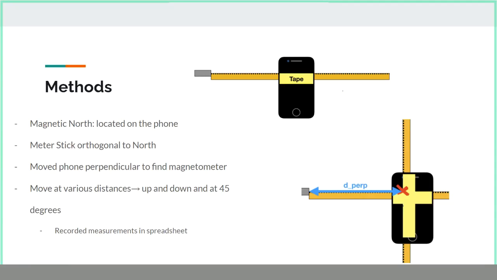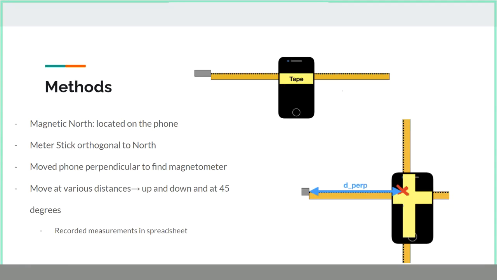I then moved the smartphone perpendicularly to the meter stick and found where the absolute value of x was at a minimum and where the absolute value of y was at a maximum, and where the absolute value of x was at a maximum and where the absolute value of y was at a minimum. I marked the location on my phone with a piece of tape.